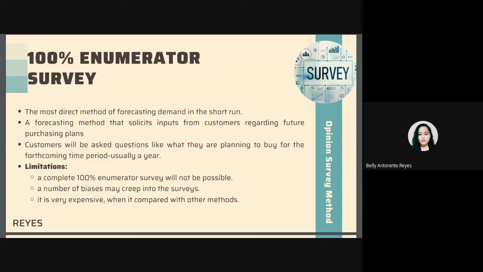And it has some limitations. First, it is an observed fact that a complete 100% enumerator survey will not be possible. This is because some of the customers that you've asked may not actually be willing to participate in the survey. Second, a number of biases may creep into the survey. And lastly, it is very expensive when compared to other methods. Next slide, please.